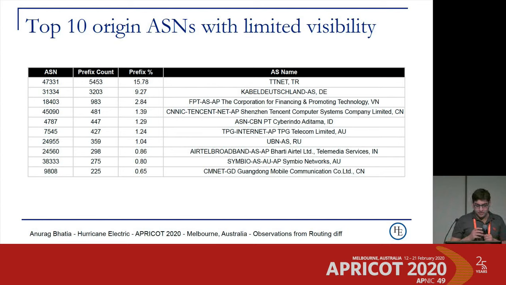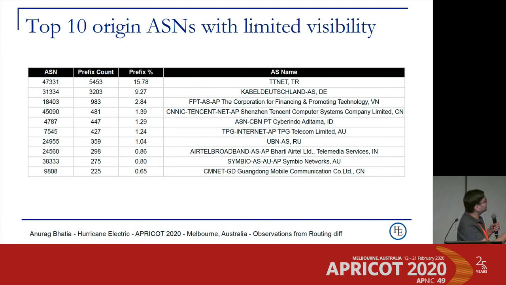So the top 10 origin ASNs which had this limited visibility. These were the networks which were actually impacted, where they were hoping and expecting that they would have global reachability while they were missing it. The first network here is TTNet from TR. This was a rather absurd case, and it's not really a case for the study. The reason they had limited visibility was that their routes were just visible on Hurricane Electric, AS6939, as a peer. They did not have any transit relationship with any other network in the world. So it's quite expected that they would be missing other routes.